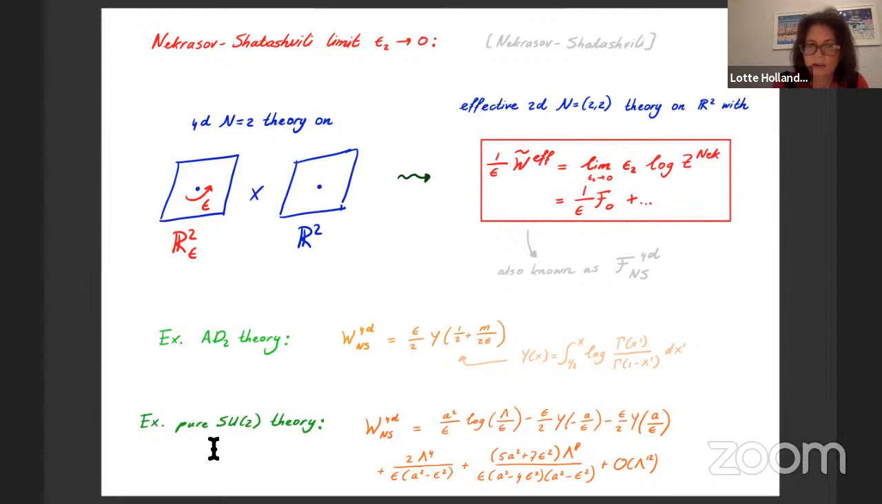The pure SU(2) theory, on the other hand, has a much more complicated expression. It has a classical term, which is given by this term proportional to the Coulomb parameter squared. Then there is the one-loop contribution of the gauge field. And then there is a series in lambda to the 4, which has complicated factors as in this formula. So that's how it starts off.